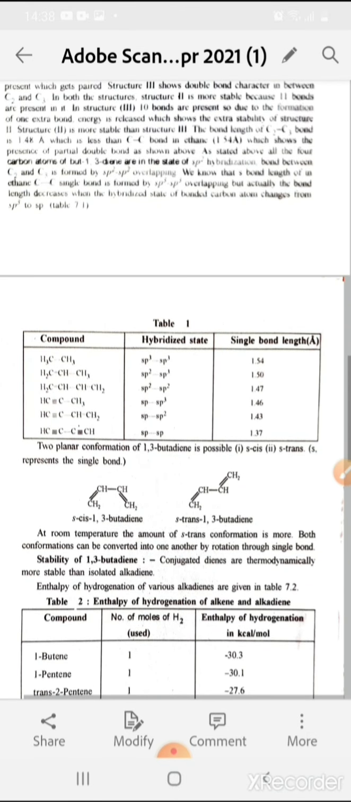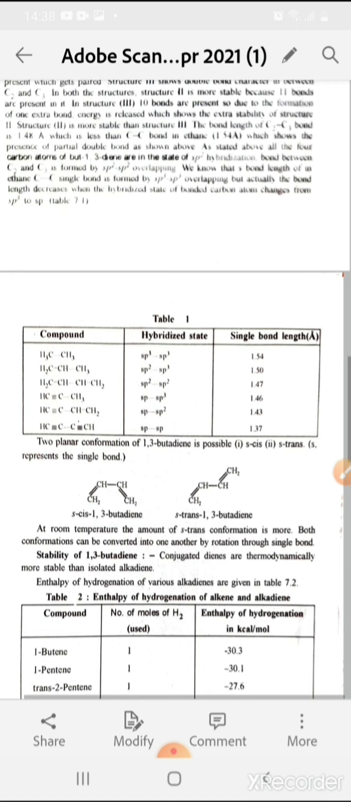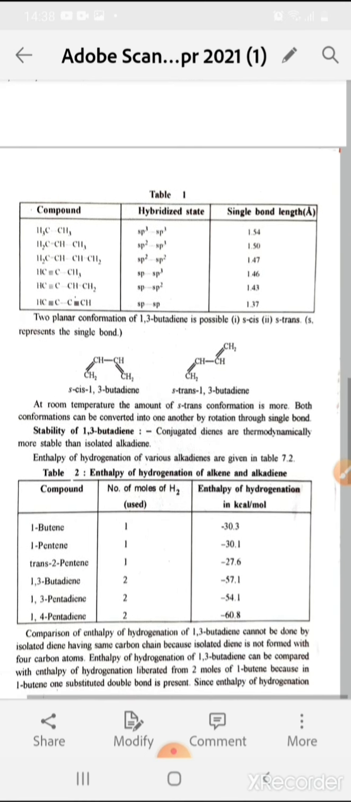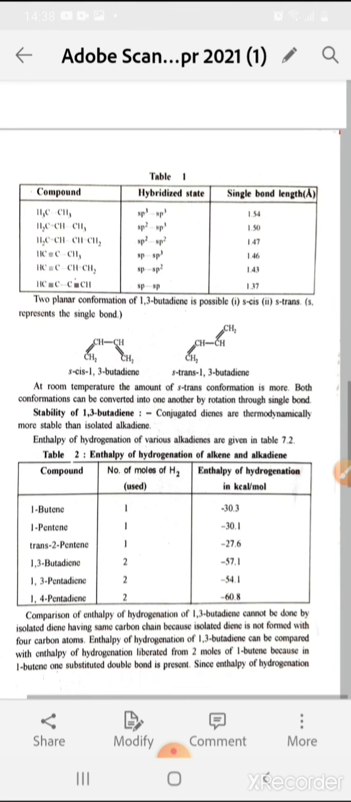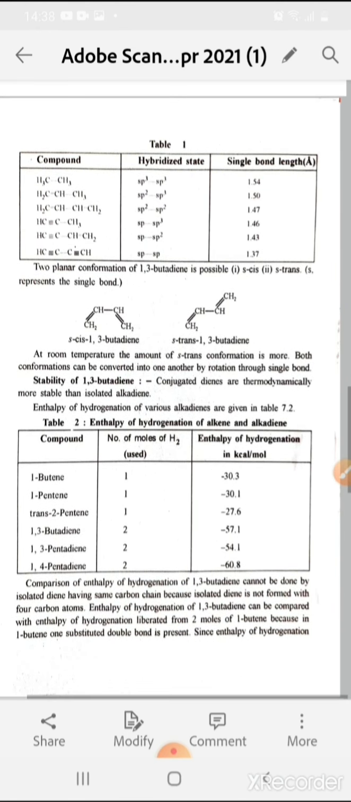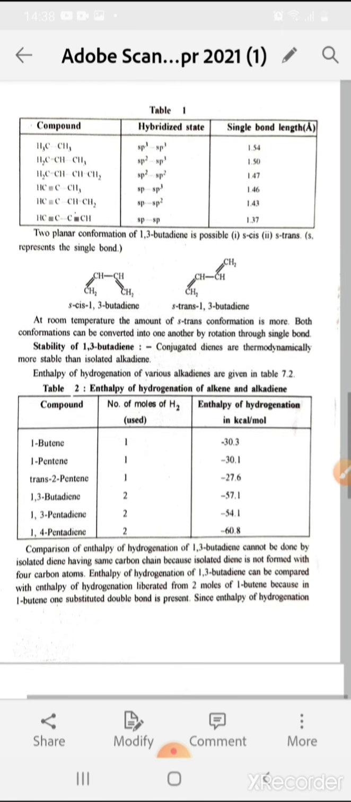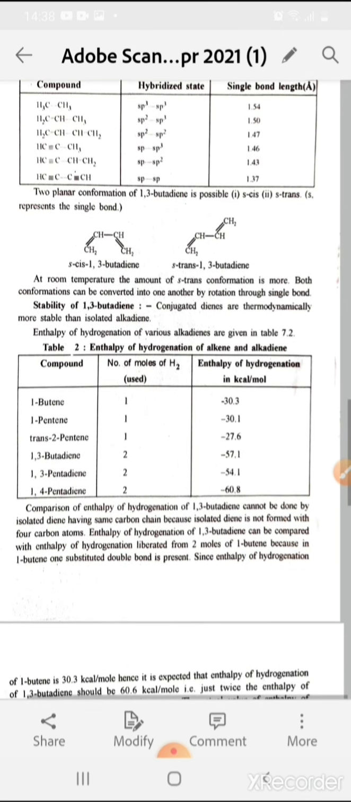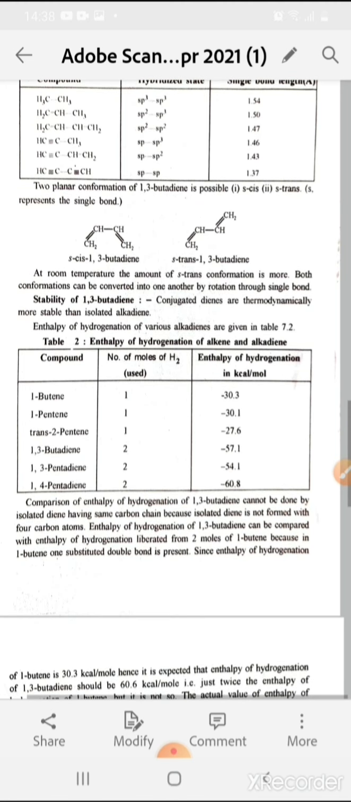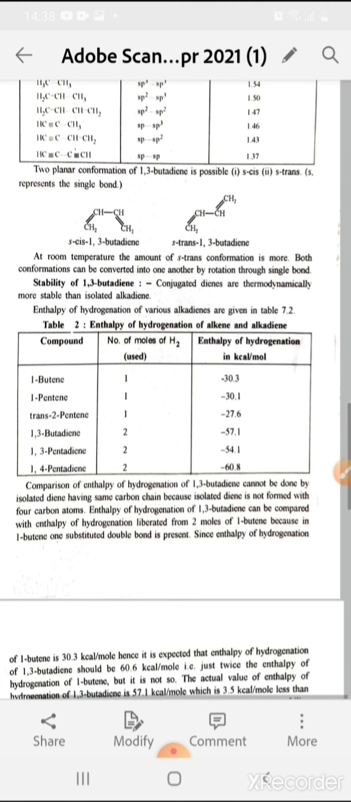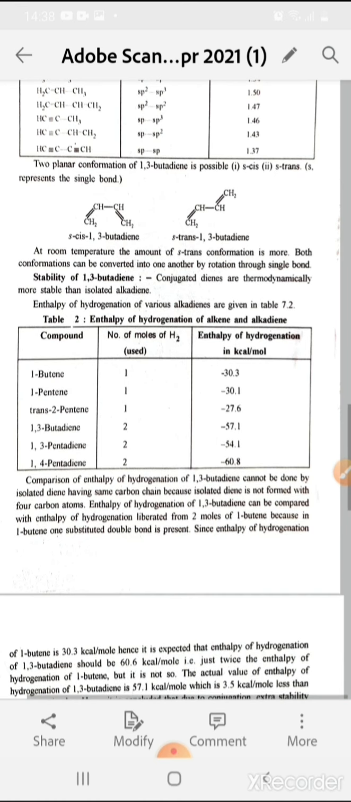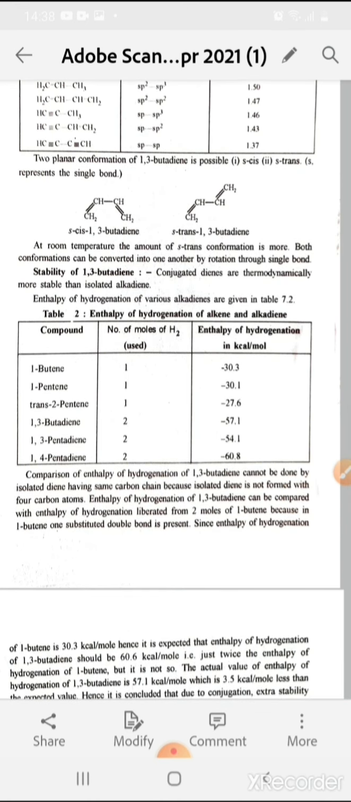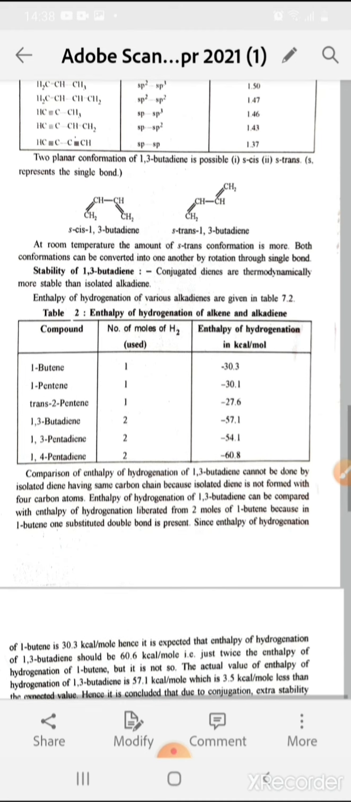And in the HC≡C–CH, which is sp-sp2 hybridized, the single bond length is 1.37. So here we see that two planar conformations of 1,3-butadiene are possible. First is s-cis and the second is s-trans, as we can see in the structure. At room temperature, the amount of the s-trans conformation is more. Both conformations can be converted into one another by rotation through the single bond. So here we can see the single bond rotates and the two structures can interconvert into each other very easily.